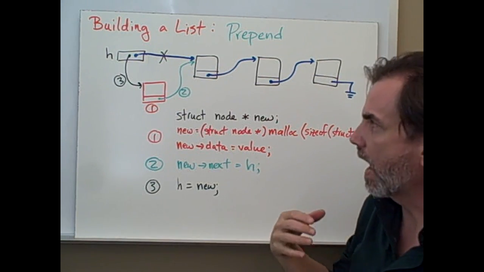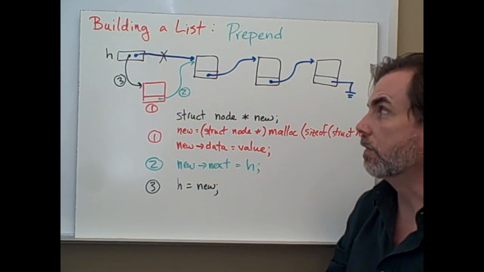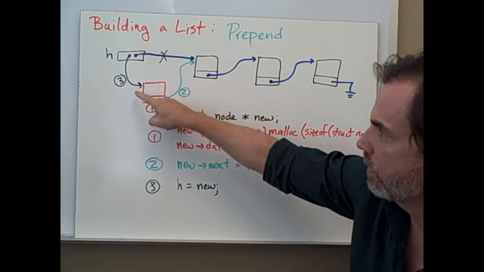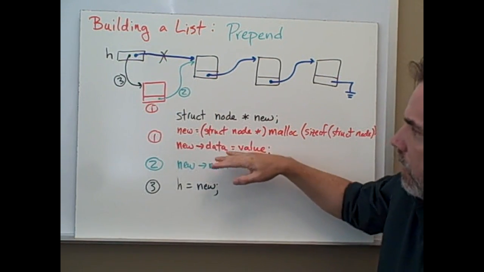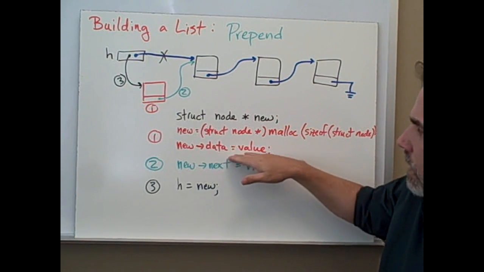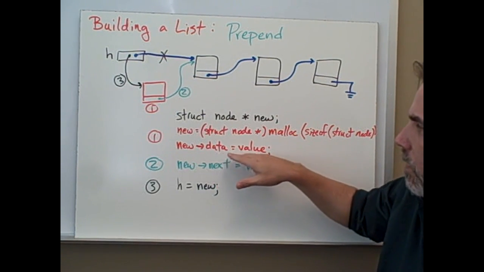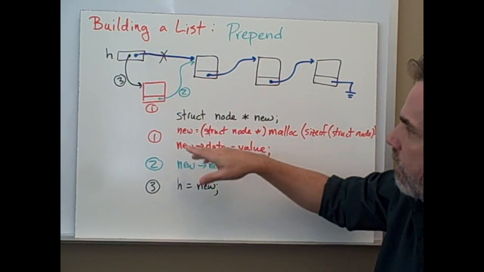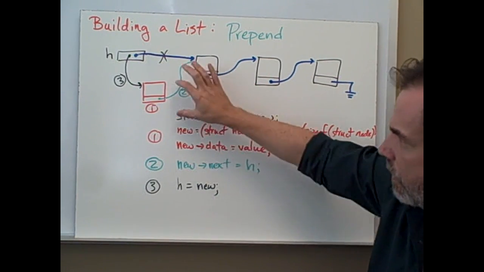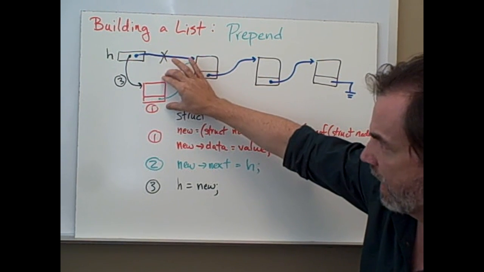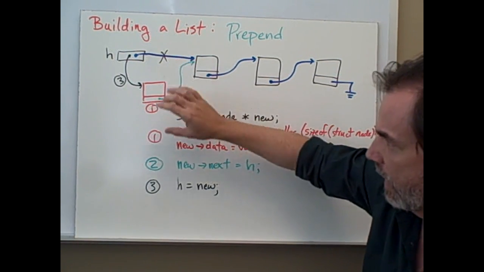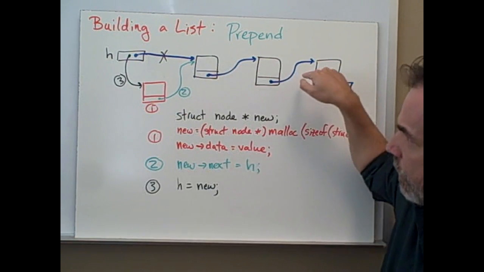We want to add a new value to the list. So we have to create a new node here. So in step 1, we do that. Malloc. We assign value. This is going to be a list of integers, for example. So in step 1, we've created this new node. Okay? Now we need to hook it into the rest of the list.